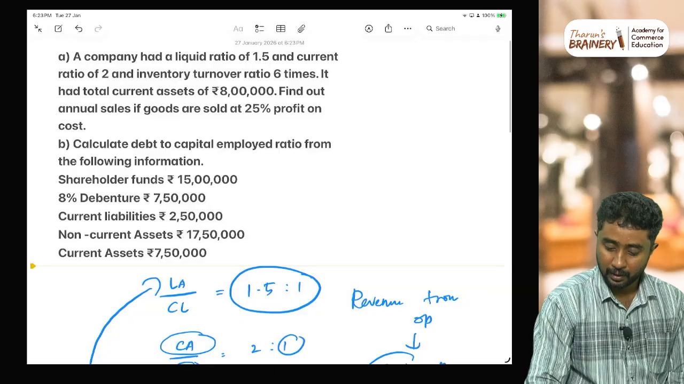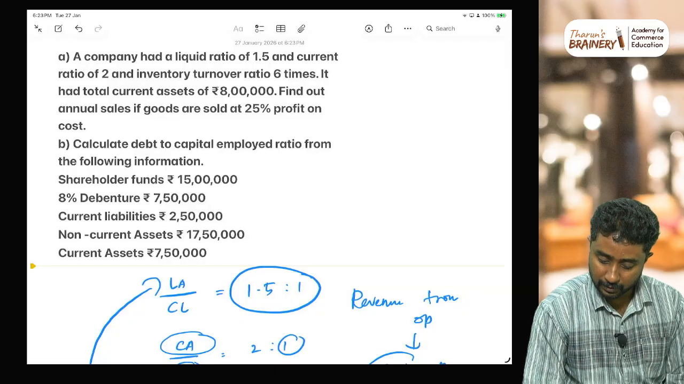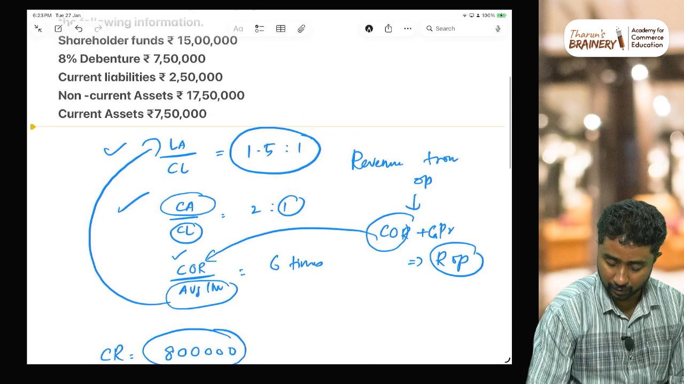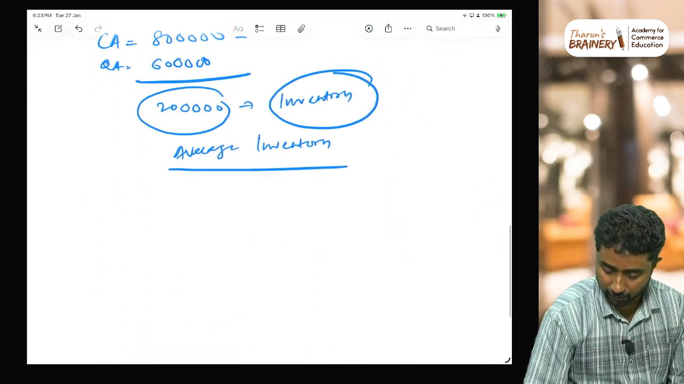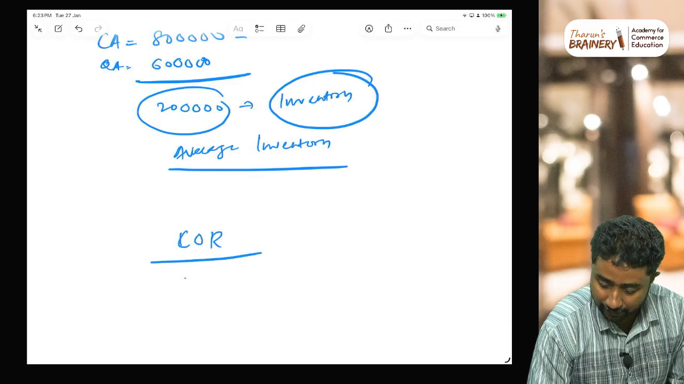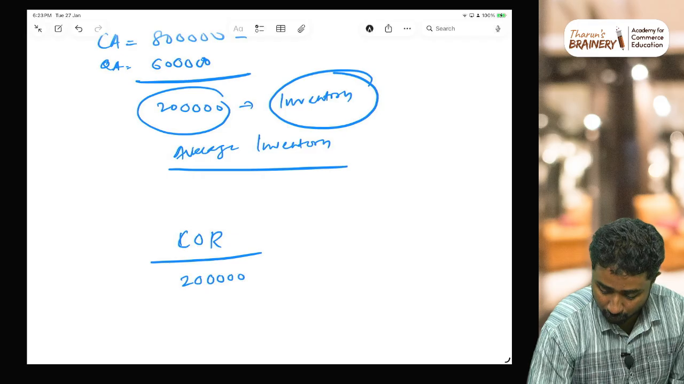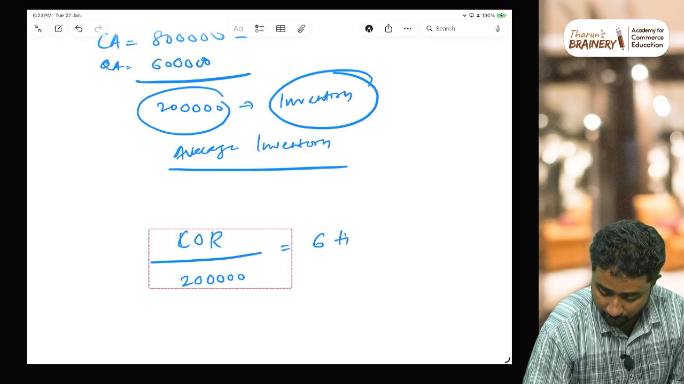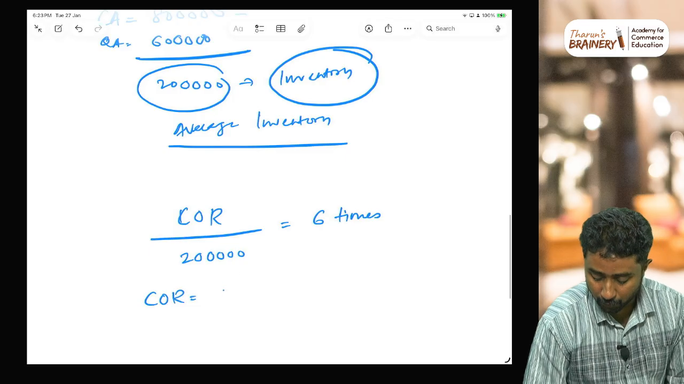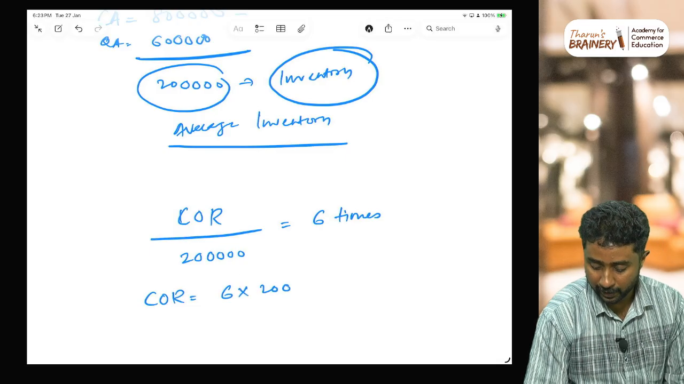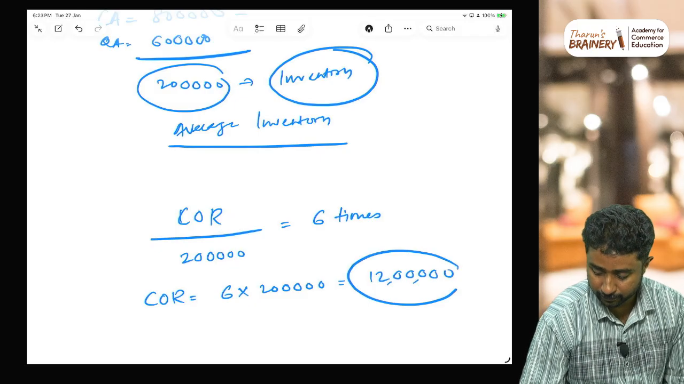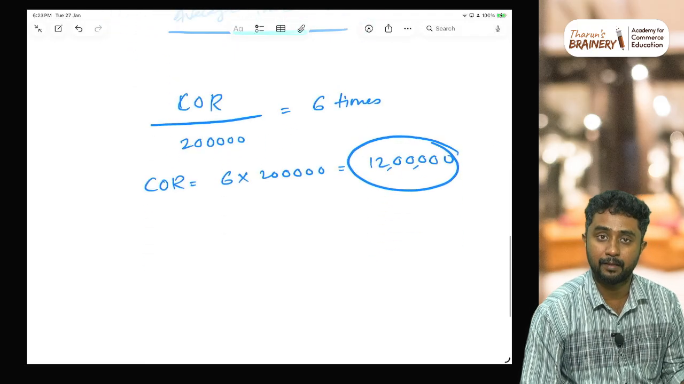We got it. Now next question is, we have already solved two ratios. Current ratio, quick ratio is done. Now we are thinking about the inventory turnover ratio. Cost of revenue from operations divided by average inventory. We can substitute it as 2 lakh itself, and the answer is 6 times. That means if you want to find out the cost of revenue, you can multiply 2 lakhs by 6. That means you will get 12 lakhs. That means cost of revenue is 12 lakhs.